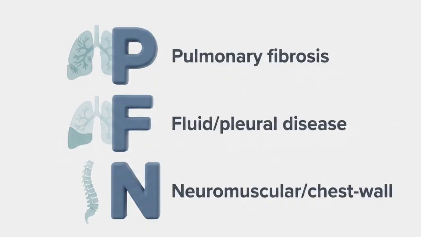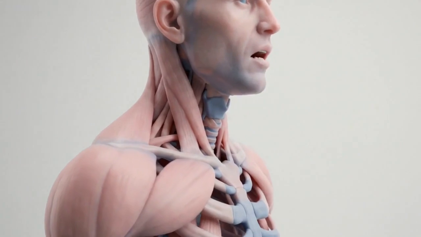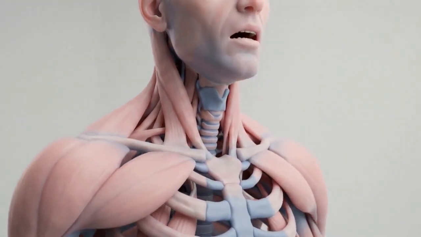Restrictive causes follow the PFN mnemonic: pulmonary fibrosis, fluid or pleural disease, and neuromuscular or chest wall causes. Restriction means the patient cannot get air in, resulting in reduced lung volumes with a preserved flow ratio. While the ratio and FVC categorize the primary defect, clinicians use specific secondary tests to confirm these findings.